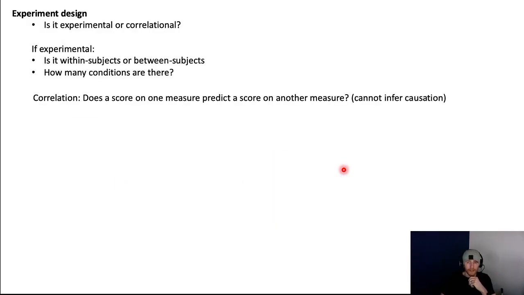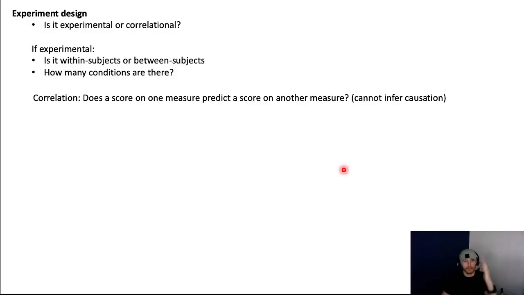A correlation is simply, does one score predict another score? In other words, if I score high in one measure, do I score high in another measure? A simple example would be, if I scored high on how much I like coffee, so I really like coffee, you would expect me to have high coffee frequency of consumption. So if I don't like coffee, I should have very low coffee consumption in terms of how much coffee I drink. So you should see a relationship like this, where if I score high on how much I like coffee, I should score high on how much I drink coffee.